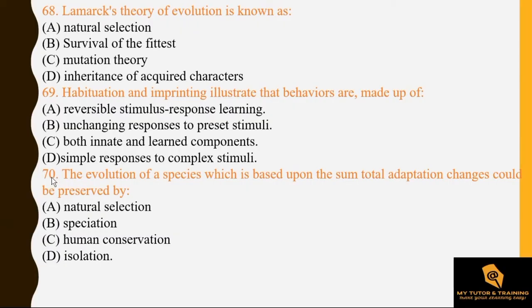The evolution of a species, which is based upon the sum total of adaptive changes, could be preserved by: A. Natural selection. B. Speciation. C. Human conservation. D. Isolation. So the correct answer is A.